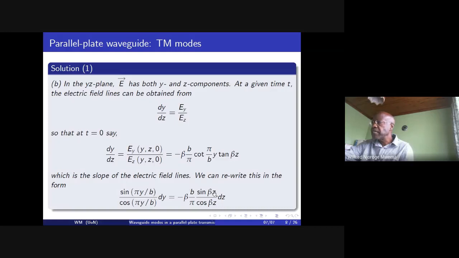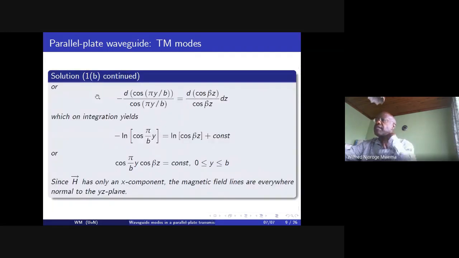Now we can take the derivative. If you look at this expression here, sine beta z dz would be the same as differentiating the cosine of beta z with respect to z. And here, we can see that the sine of pi y by b is just like differentiating the cosine of pi y by b and multiplying through by b, with respect to y. So we can always write it as d cos pi y by b over cos pi y by b equal to d cos beta z over cos beta z.